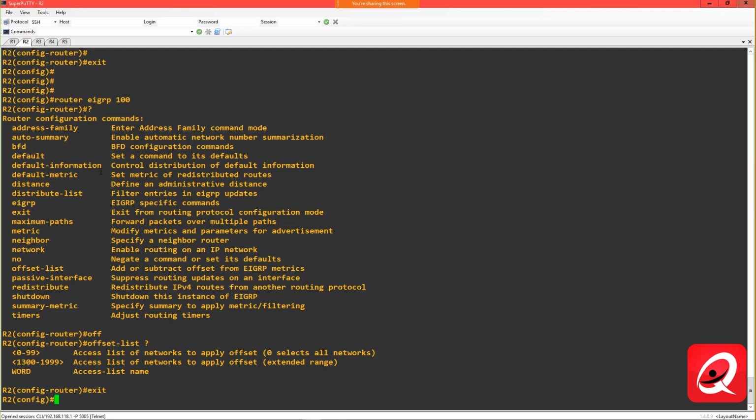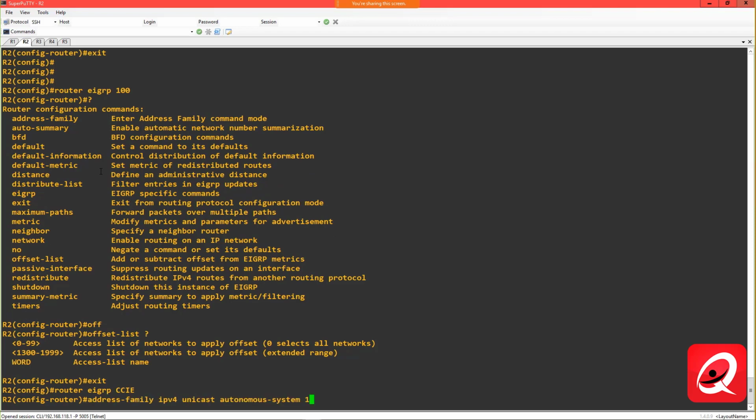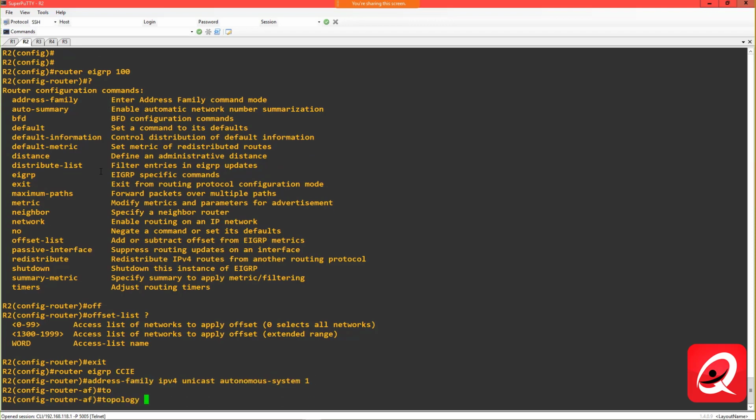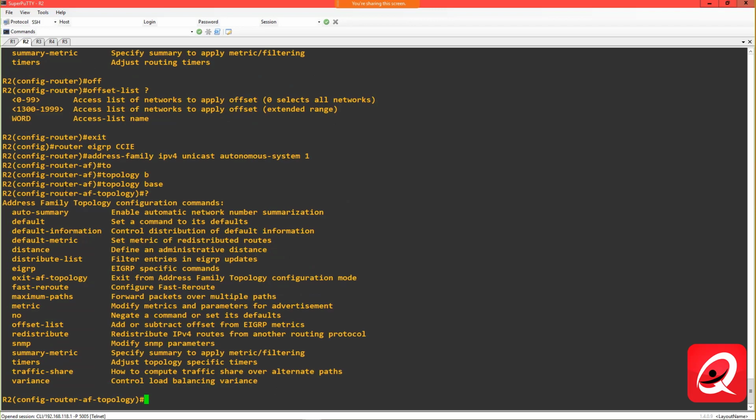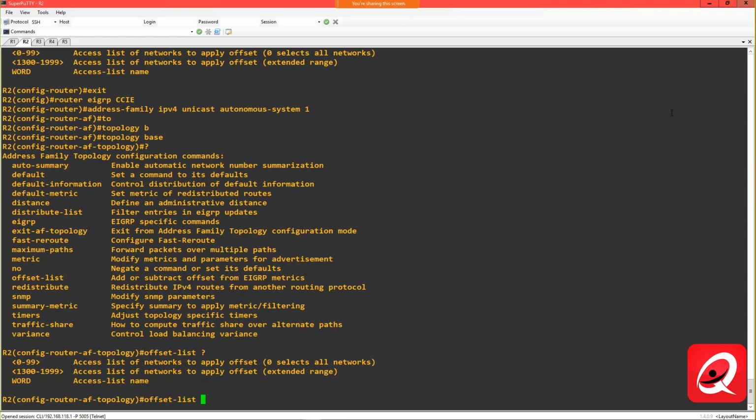So let's go back to router EIGRP CCIE, and let's go topology base. Let's see, we have offset here, right, there it is. So it's going to apply to the topology. That makes sense actually, because what we're doing is we're modifying routes and metrics, right? And that's always done under the topology base. You can see administrative distance can be modified here, metric values can be modified, and so on. So in this case, we're going to go ahead and apply our offset list, and let's get the name.